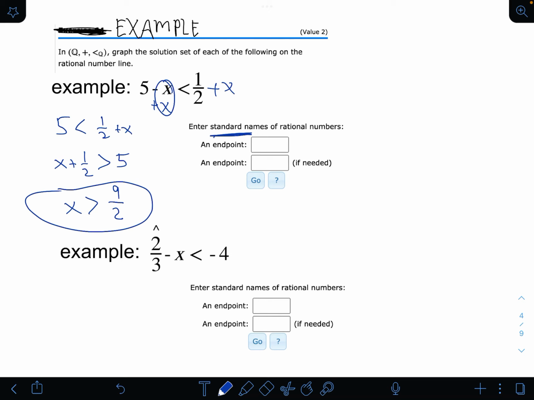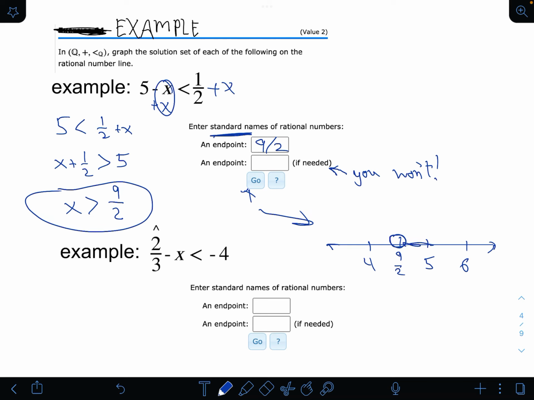For this, I'm going to put in an endpoint at 9/2, and I'm not going to put in a second endpoint. In this case, you won't need it. And then when you click go, it's going to generate a nice little number line for you to start filling in. You've got the 9/2 right there. Here's 5, here's 4, here's 6, and so forth. You'll have an open circle at 9/2 and shade off to the right, and on wherever that last number is, it'll offer you the opportunity to put in a bent arrow, and that's exactly what you'll do.